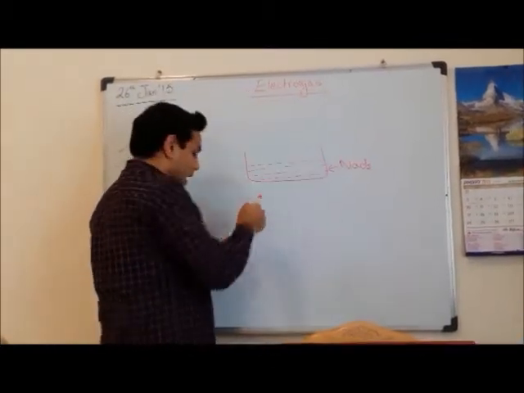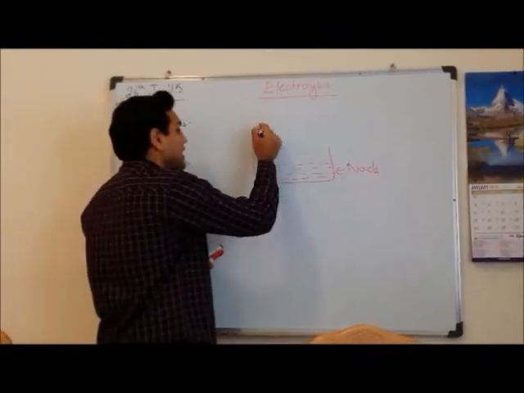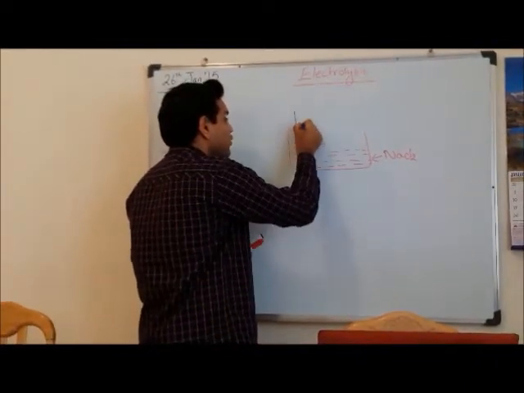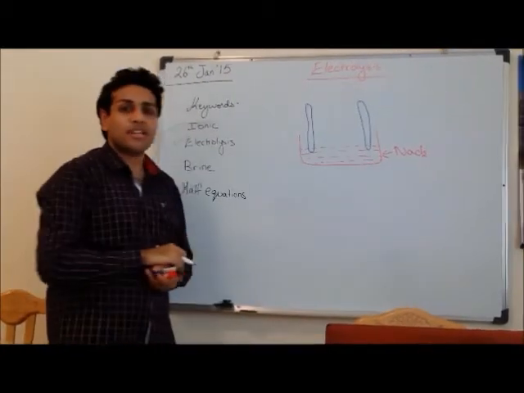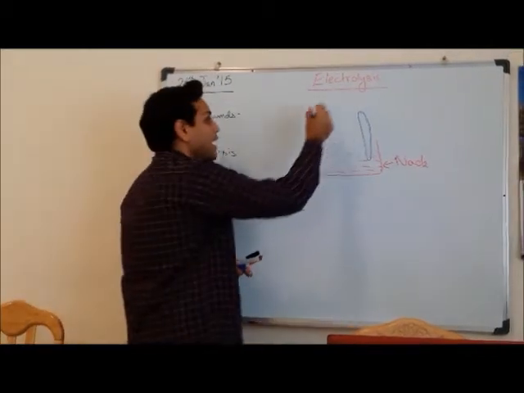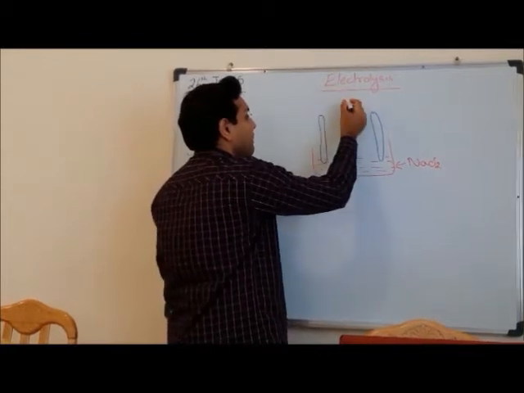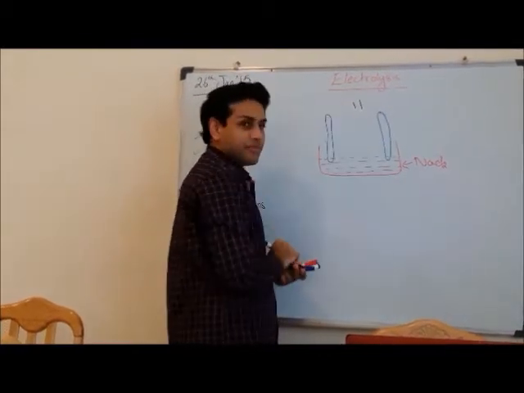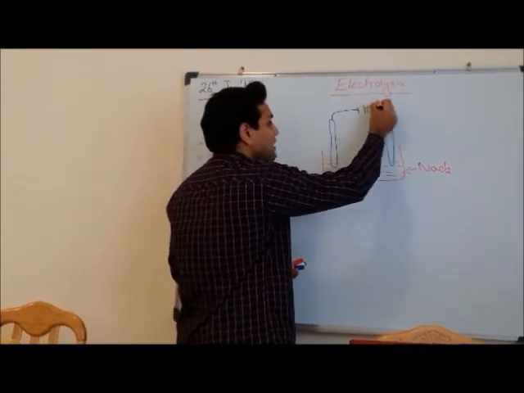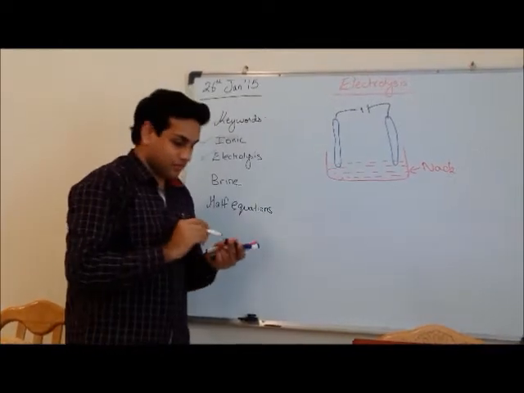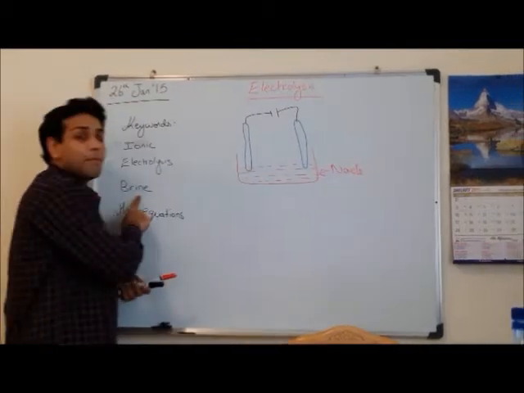Now, we are going to pass electricity, but before that, let's have our electrodes. What is an electrode? An electrode is a conductor made up of graphite, and it helps the electricity to pass. Here we have our battery, which is connected to the positive and the negative. The negative one reaches one electrode and the positive one is connected to the second electrode. This solution of sodium chloride is called brine.